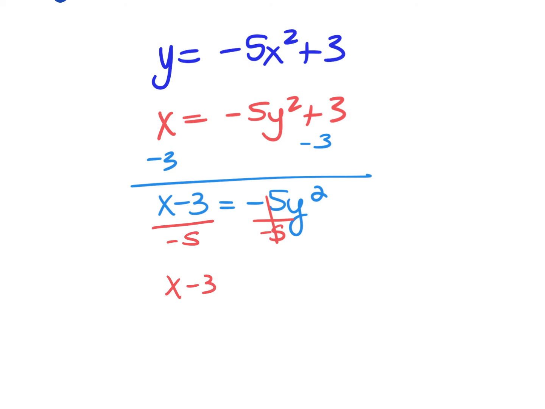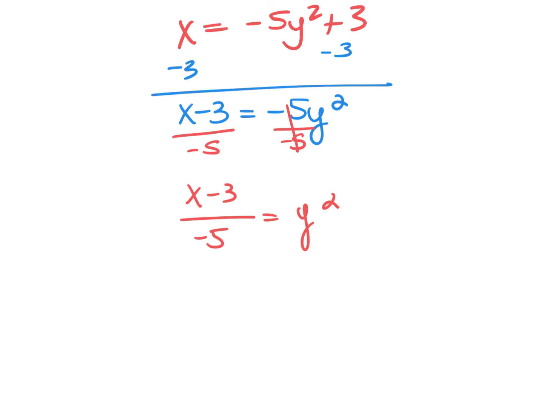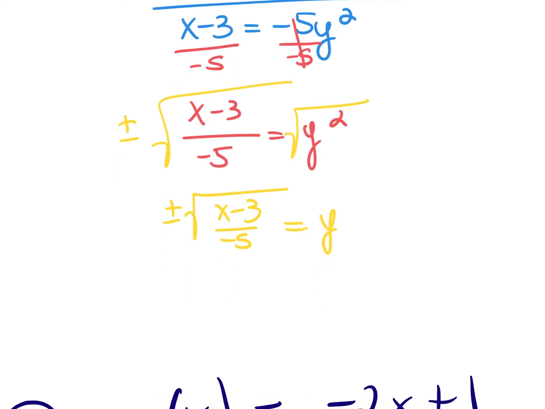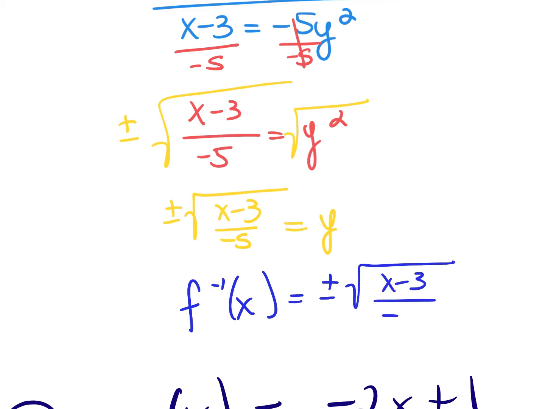So I have x minus 3 divided by -5 equals y squared. I've got to take the square root. When I take the square root, since I'm taking a square root or a fourth root, anything that's an even root, what goes in front of my answer? Plus or minus. So I'm left with plus or minus the square root of x minus 3 over -5 equals y. How do I need to rewrite that so it's nice and pretty and it says here is my inverse? F -1 of x equals plus or minus the square root of x minus 3 divided by -5.